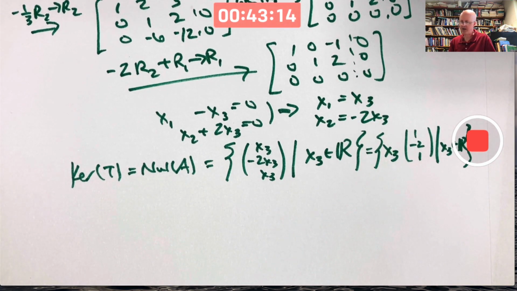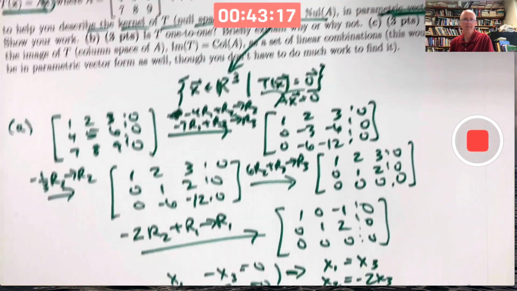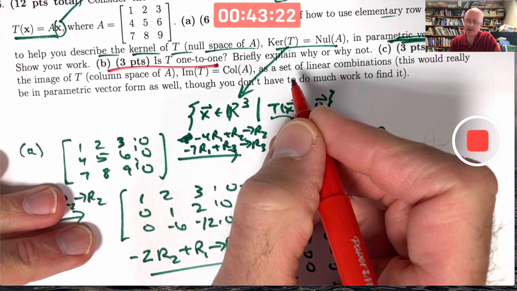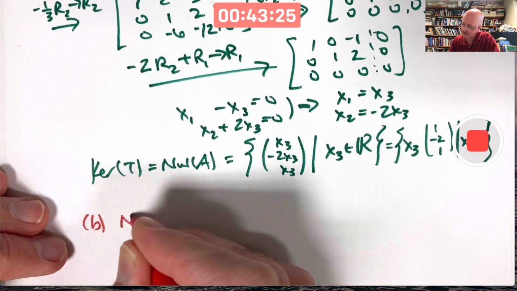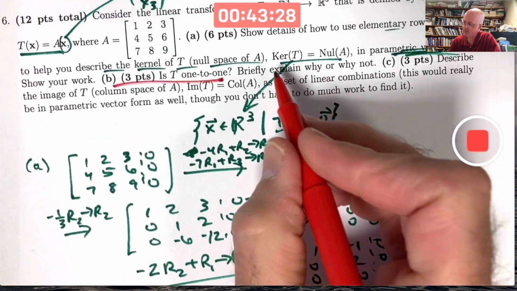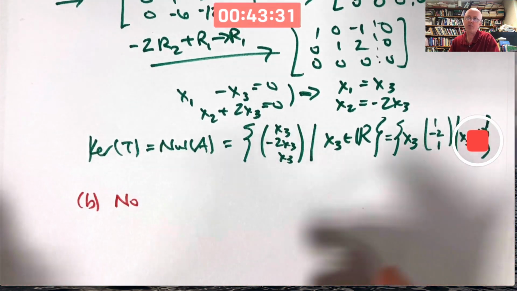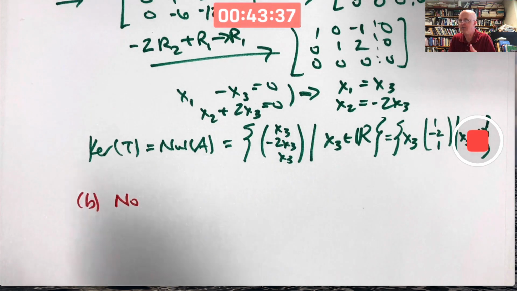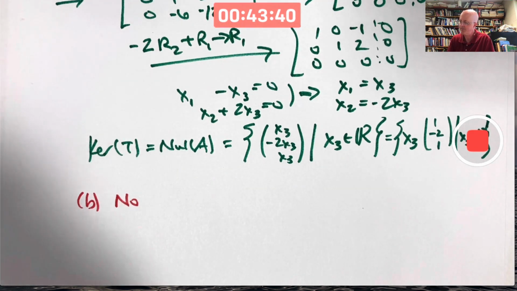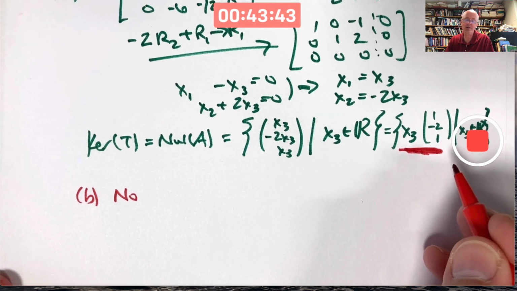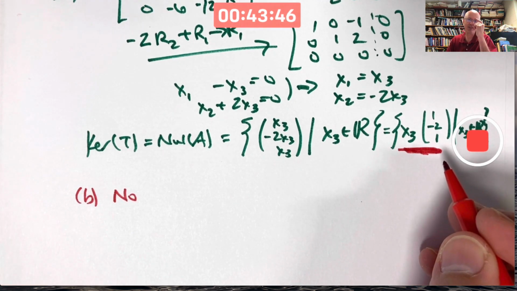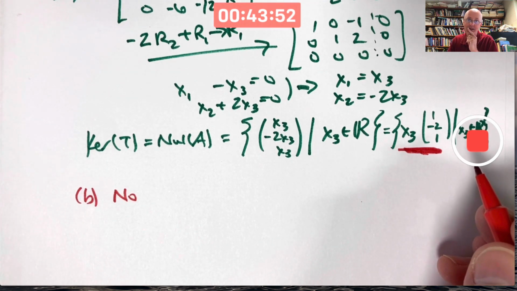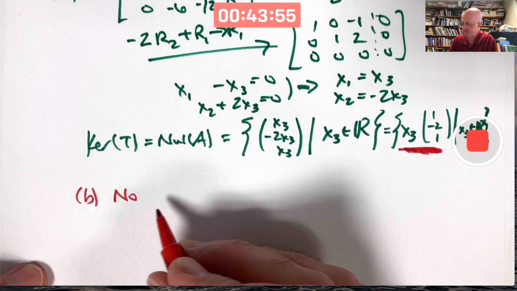Because it includes more than the zero vector, the answer to the second question, is T one-to-one, is no, it's not. I asked for a brief explanation. What does one-to-one mean? One-to-one means distinct inputs give you distinct outputs. Not one-to-one means there are different inputs that give you the same output. There are infinitely many inputs here that get mapped to the zero vector. Infinitely many inputs get mapped to one output, the zero vector. This is not one-to-one, it's infinity to one. It's very much not one-to-one.